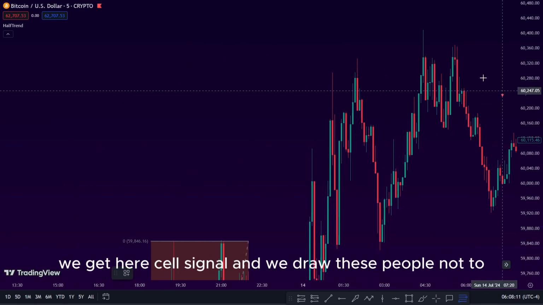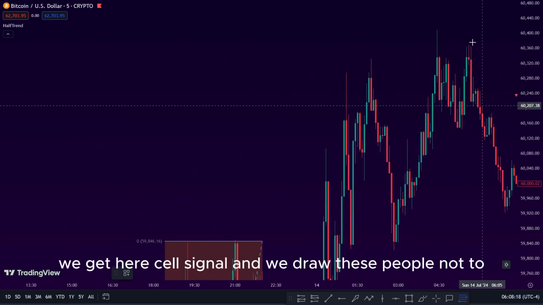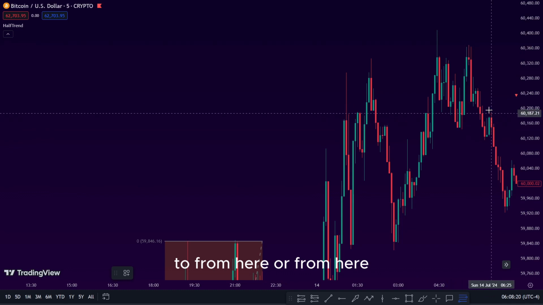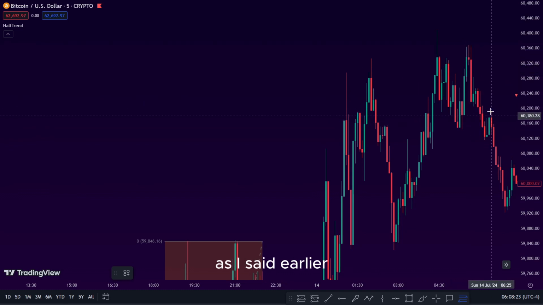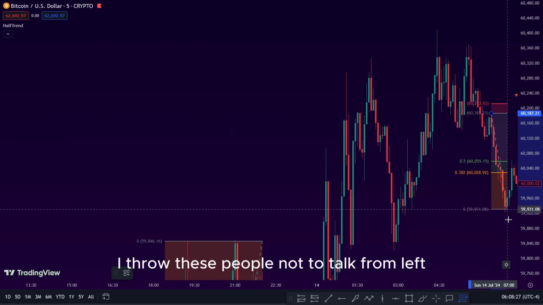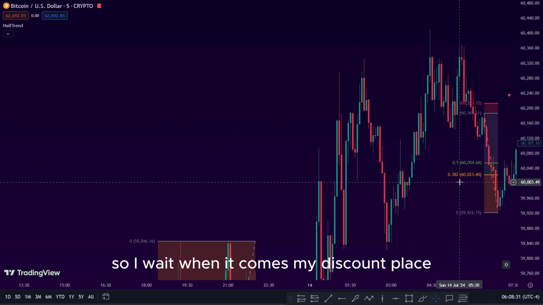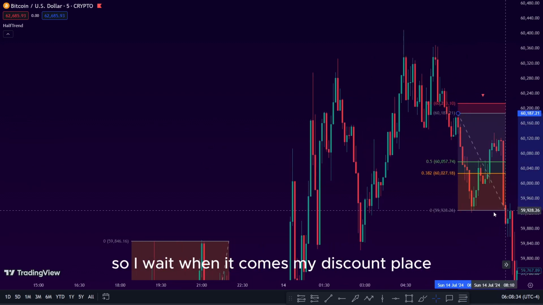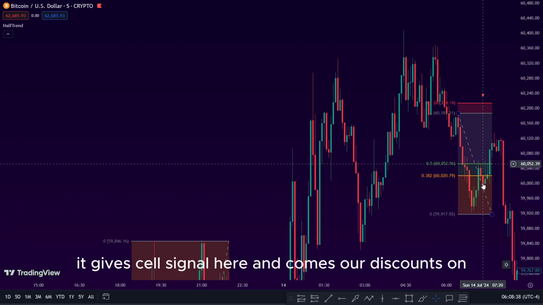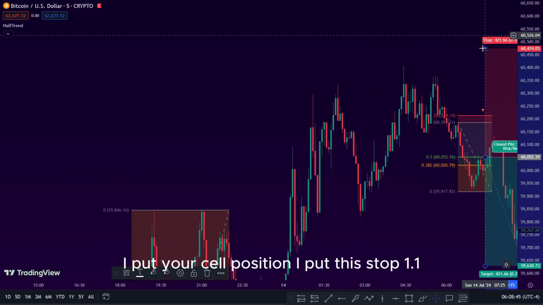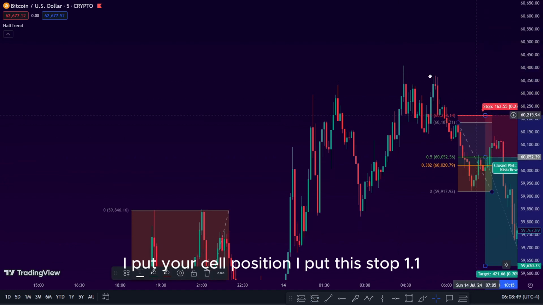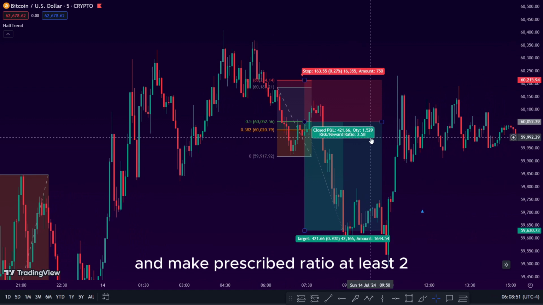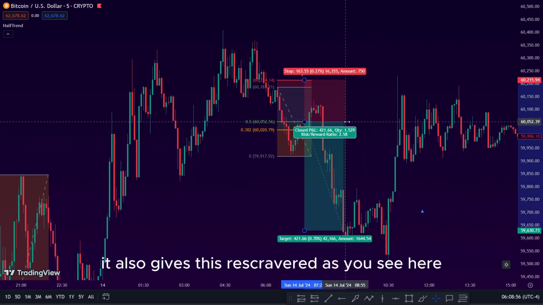We get here sell signal and we draw this Fibonacci tool from here or from here. It is initiative as I said earlier. I draw this Fibonacci tool from left to the right, so I wait when it comes my discount place. It gives sell signal here and comes our discount zone. I put here sell position. I put this stop 1.1 and make risk reward ratio at least 2. It also gives this risk reward as you see here.